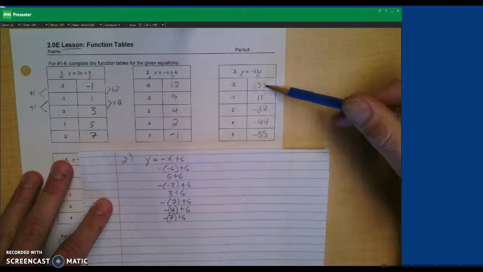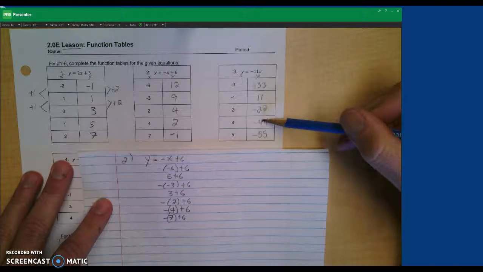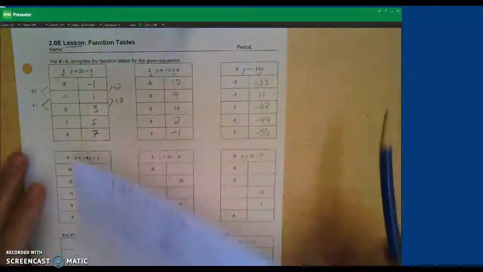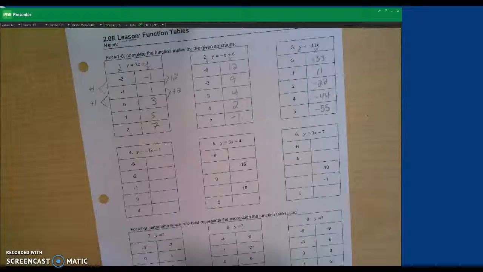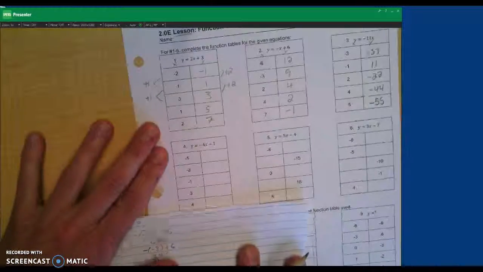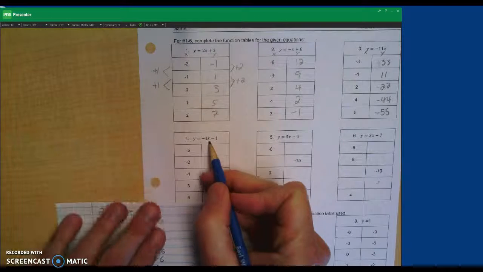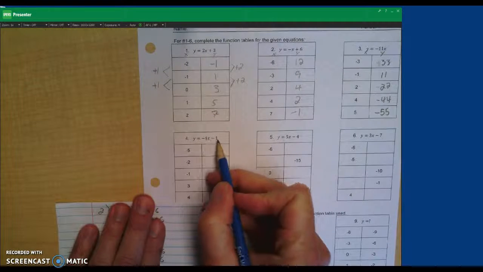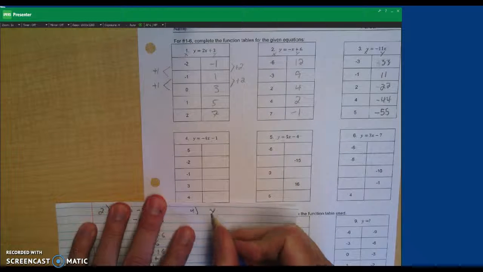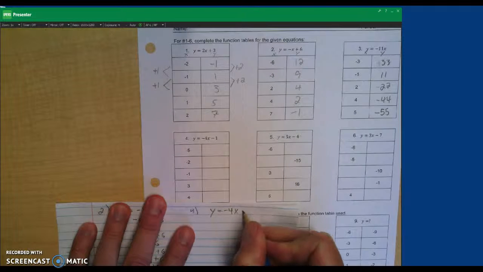Make sure you have 33, 11, negative 22, negative 44, and negative 55. Just plug them in here. So let's go ahead and work on number 4 here. Again, it's just a function machine, nothing big. You're just taking whatever x is, multiplying by negative 4, and subtracting 1. So for number 4, y equals negative 4x minus 1.